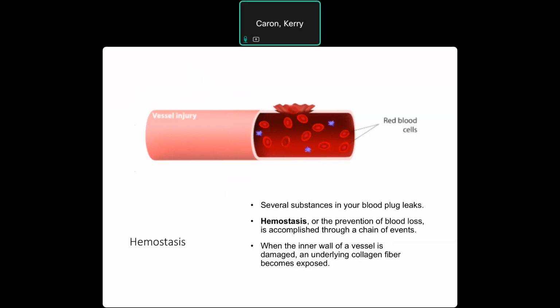So we want hemostasis to happen. This would be the first stage. Stasis meaning staying still, standing still. Hemo meaning blood. So we want the blood to stand still so that a clot could be formed. So hemostasis prevents blood loss. That's why we hold pressure on a wound. And there's a chain of events. So first thing, when the inner wall of a blood vessel is damaged, an underlying collagen fiber becomes exposed.